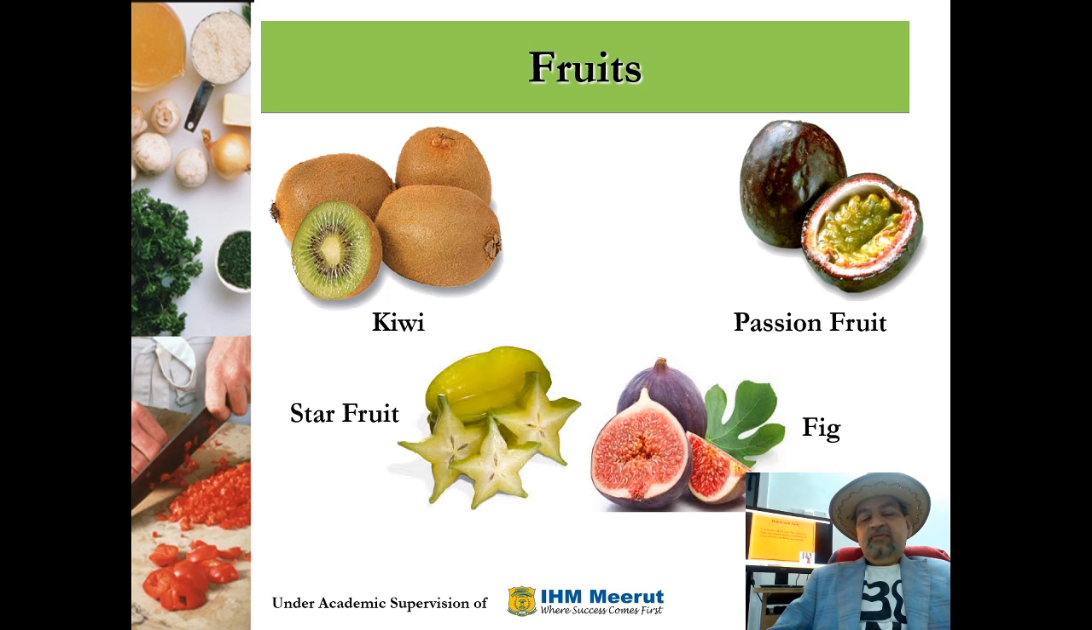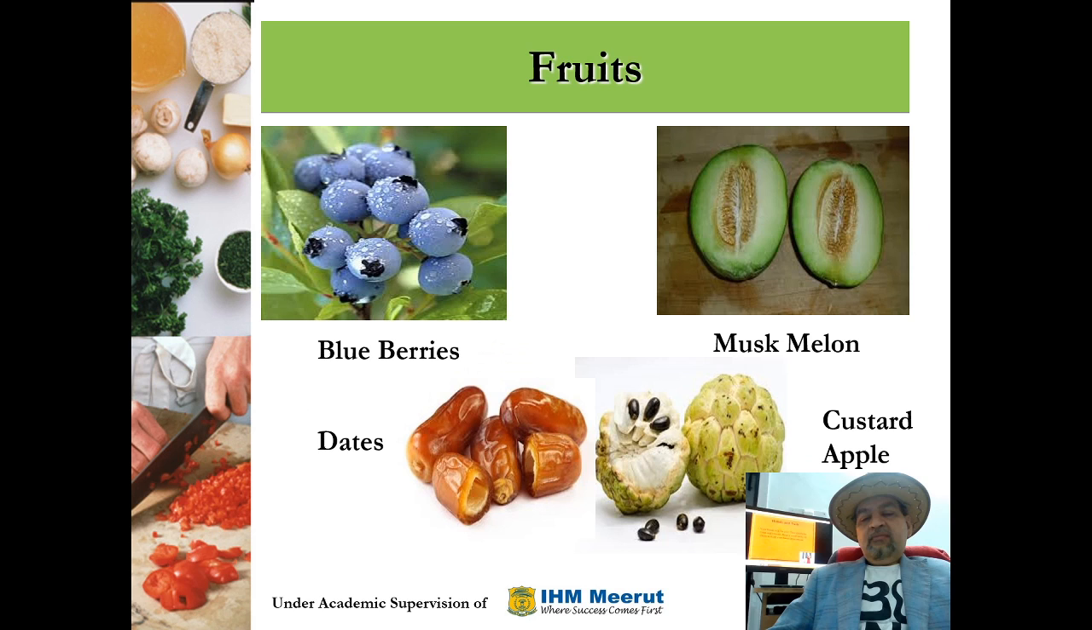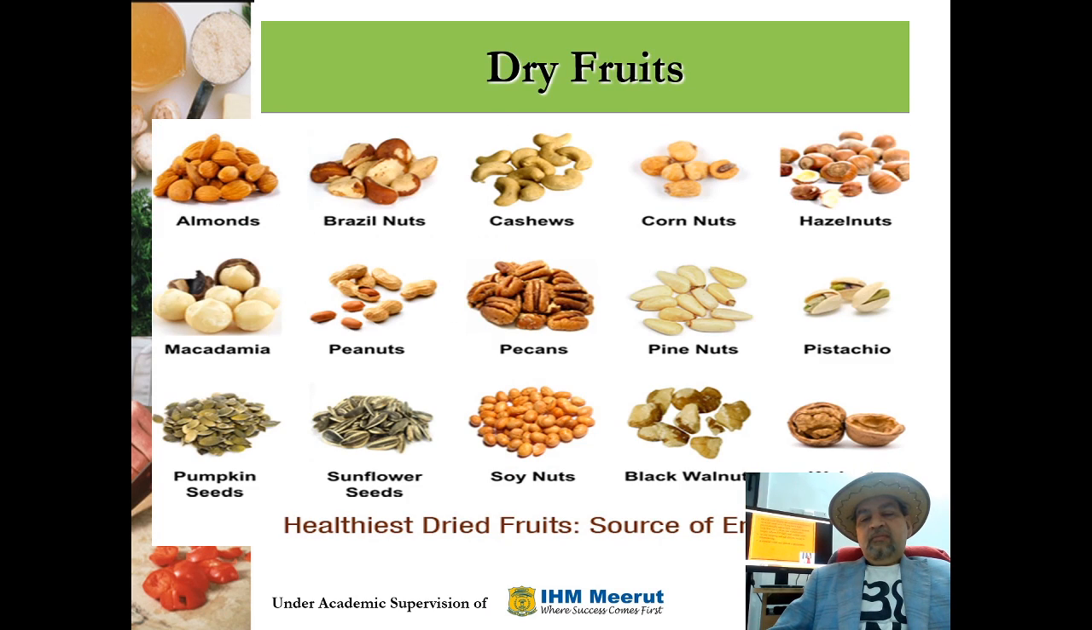Pictures of fruits. And last slide about fruits is about dry fruits. So many types of dry fruits. Have you heard of many of them, such as pecans? Have you heard of black walnuts, sunflower seeds, macadamia? They are a compact source of energy.